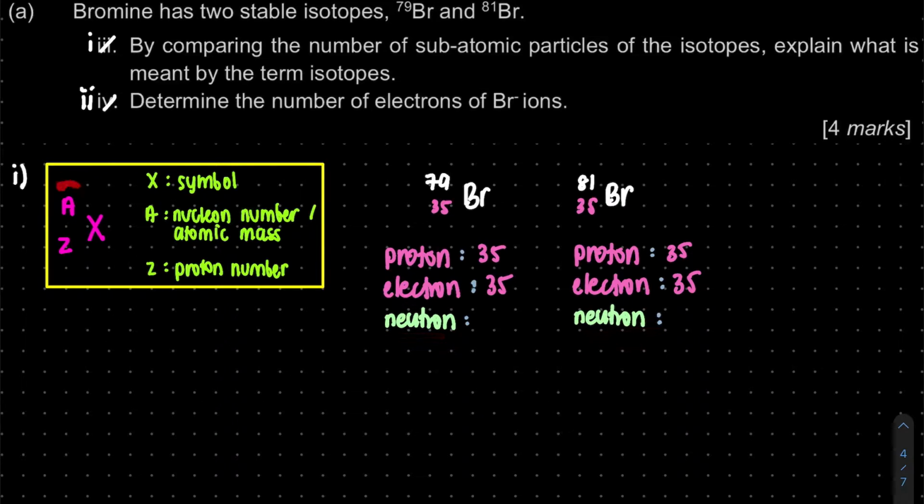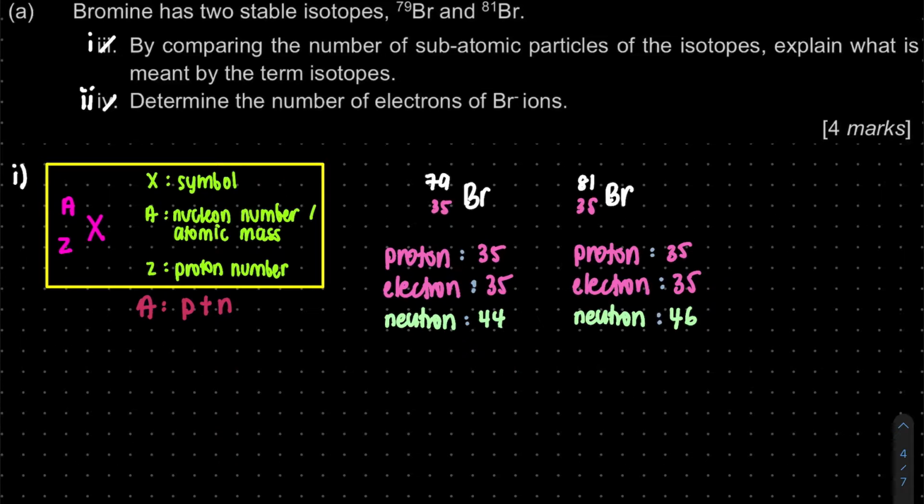Again, our nucleon number A is when we add up our proton plus neutron. So how to determine the neutron? 79 minus 35, which is 44. That is for 79 bromine. For 81 bromine, the neutron is 81 minus 35, which is 46. As we can see here, these two are isotopes where the number of proton is the same, the number of electron is the same, but the difference is the number of neutron itself.